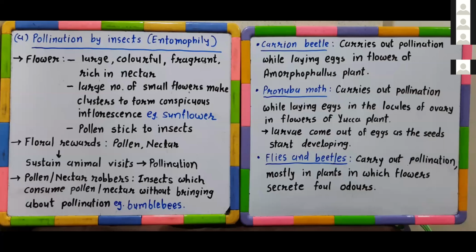Carrion beetle in case of Amorphophallus plant, pronuba moth in case of yucca plant flowers, flies and beetles in case of plants, their flowers secreting foul smell, foul odor. All that stuff I have now explained. Now, if you have any question, you ask. Otherwise, we will revise it and wind up the matter for the day. Have any doubts in the same?